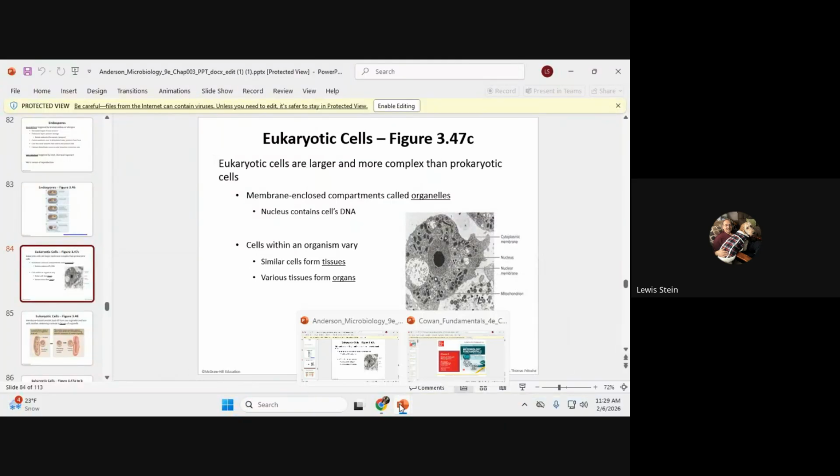And finally, the eukaryotic cell. I'm trying to get you guys caught up. I'm slightly behind for whatever reason. It's easier on Fridays because the calculus students only have Monday, Tuesday, Wednesday, Thursday. Yeah.